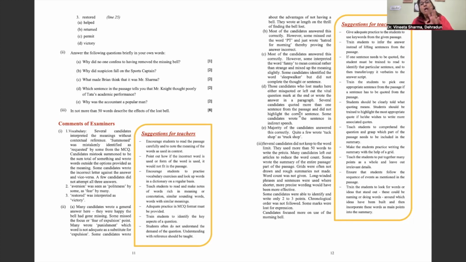All right, so how can you do it? Let me tell you a trick. You can look for words or ideas that stand out. Like there can be naming words, that means nouns. There can be some adjectives, there can be some verbs, doing words which stand out. These are the words around which the ideas have been built. So you need to accommodate those words in your précis. All right, I hope it is clear.